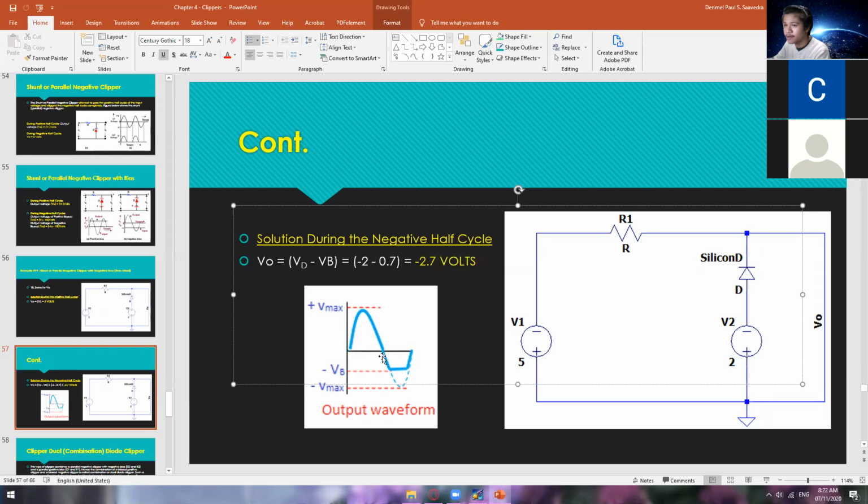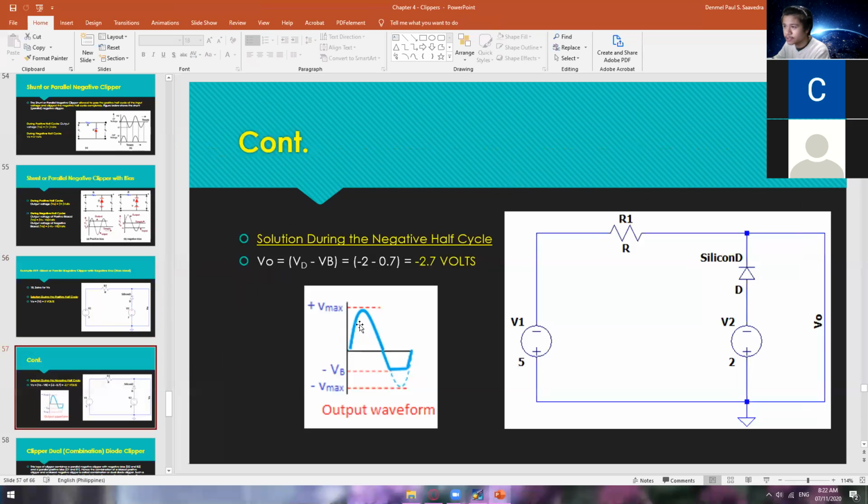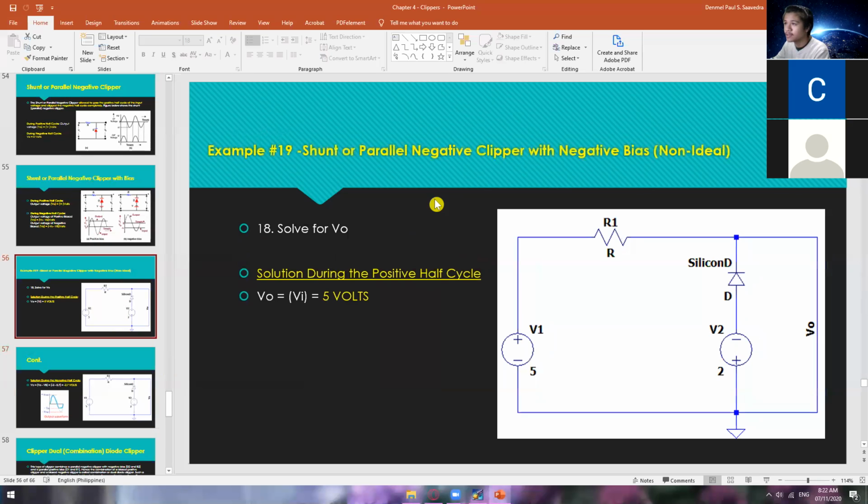And then here's the graph. From the positive side, we have 5 volts and then down to negative 2.7 volts. As you can see, it clips a little portion of the negative half cycle. Okay, so that's it for the shunt or parallel negative clipper with negative bias.